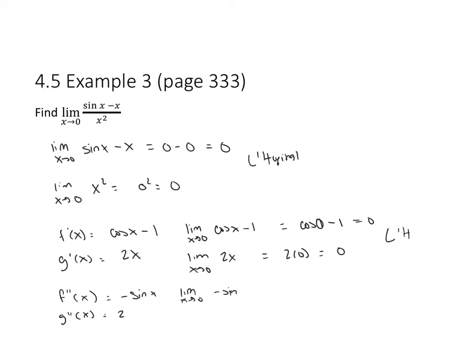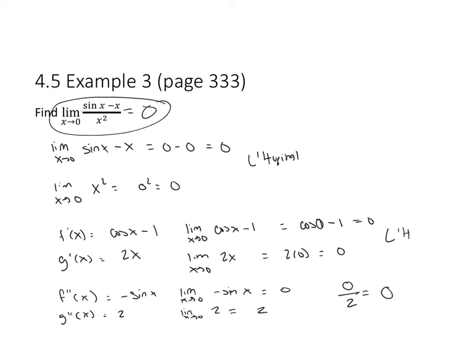I take the limit as x goes to 0 of both of these. Sine of 0 is 0, and negative 0 is still 0. But now my derivative for my denominator is just 2. So the limit as x goes to 0 of 2 is 2. So I get 0 over 2 as my limit, which is just 0. So just by using a couple of quick derivatives, I'm able to easily and quickly come up with the limit as x goes to 0 of this kind of complicated function.